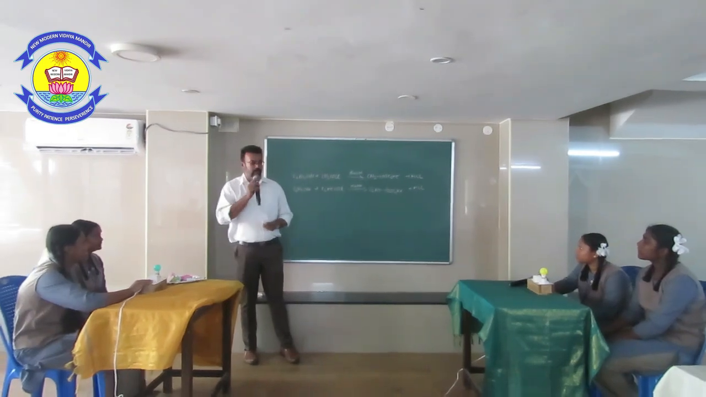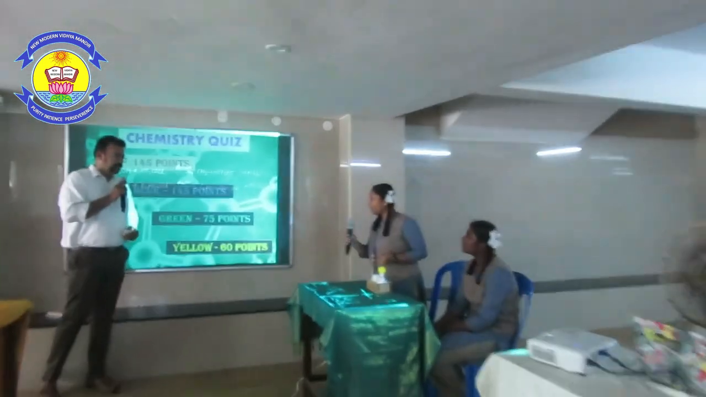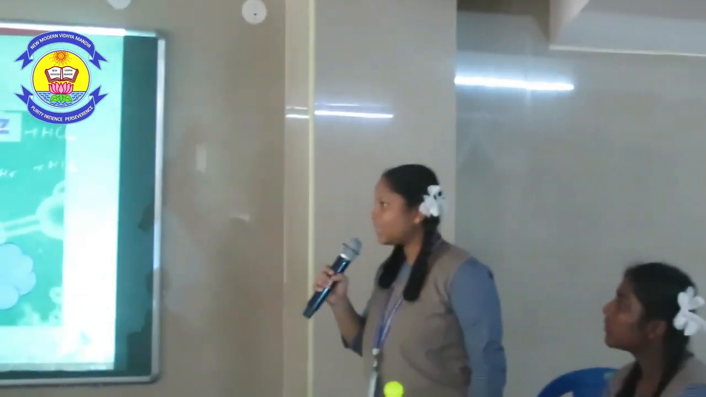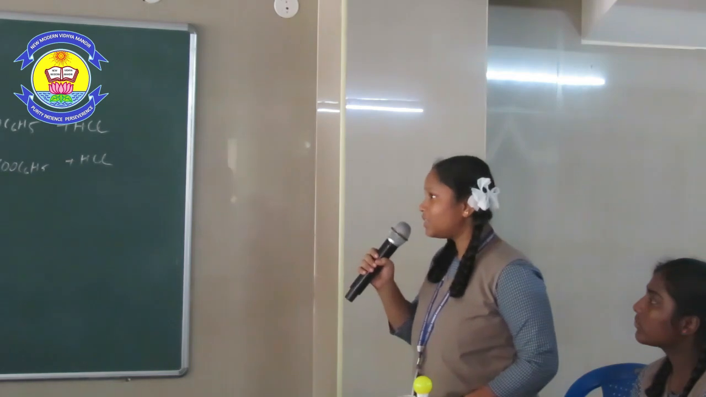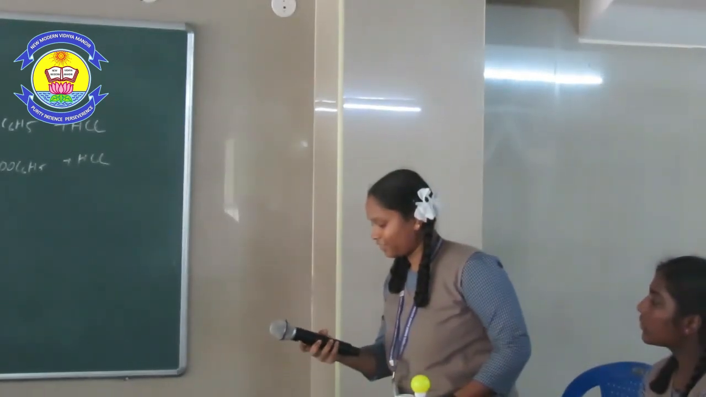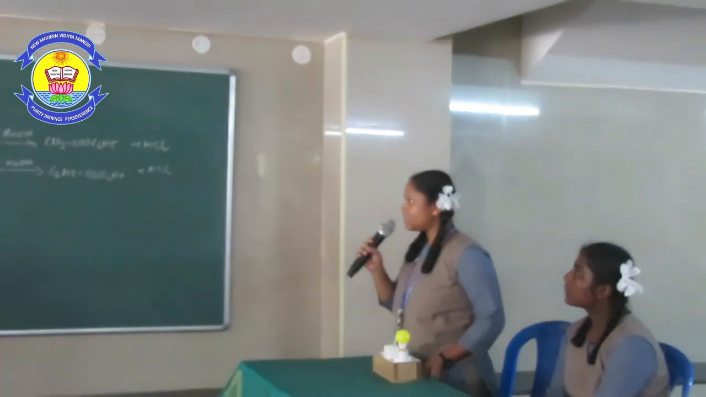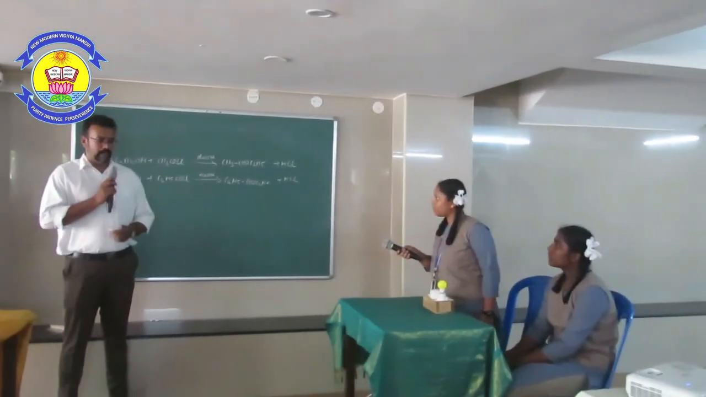You are ready. Inert pair effect. In heavier post-transition metals, the outer s electrons have a tendency to remain inert, with reluctance to take part in bonding. This is called inert pair effect. 10 points granted.